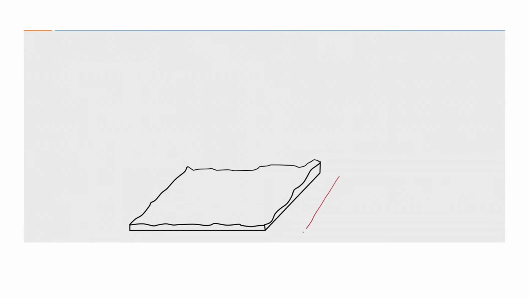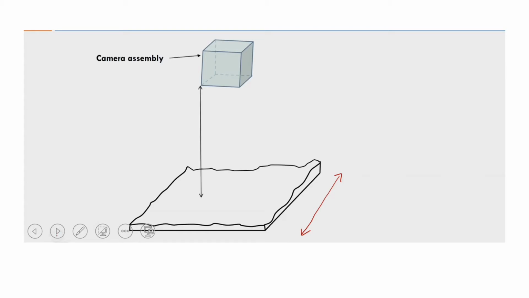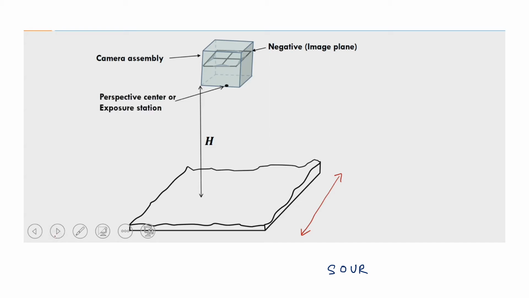This distance is nothing but a swath, for example. Okay, so let us say this is my camera assembly. So this is my flying height h, right. So this is my negative image plane, and this is my exposure center where all the rays from the terrain are going to meet and they are going to again diverge towards the image plane.